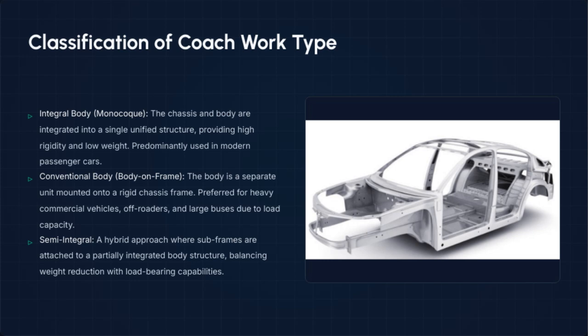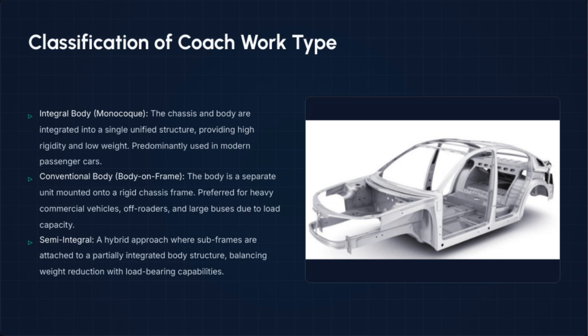First, we have the semi-integral approach. This is essentially a hybrid method where subframes are attached to a partially integrated body structure. It strikes a balance between reducing weight and maintaining load-bearing capabilities. It's quite versatile and often used where efficiency is key.